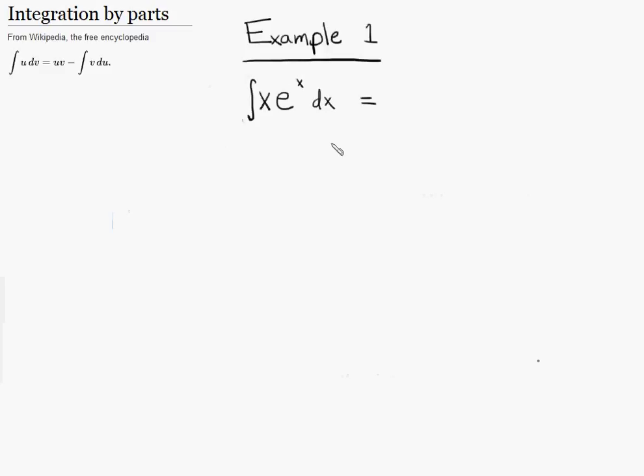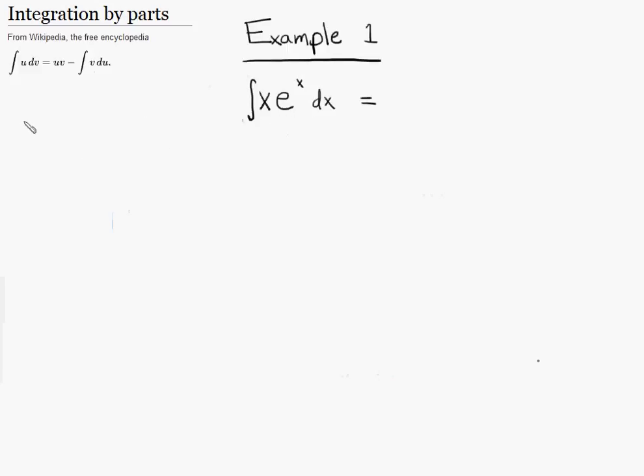Alright, this is an example of integration by parts. So we want to integrate this function here, and we have a combination of two functions that's not easily solvable using u substitution. So we have our formula for integration by parts right here, and the first thing we need to do is decide which one of these is u and which one of these is dv.